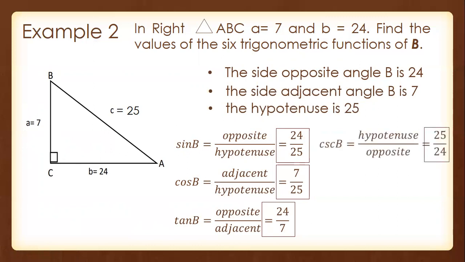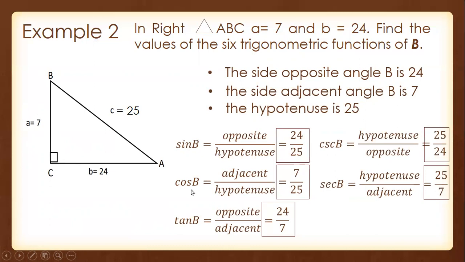So let's have cosecant B or the reciprocal of sine B. We have 24 over 25 for sine B and its reciprocal is 25 over 24. Next, we have the secant B. We have hypotenuse over adjacent, we have 25 over 7. This is the reciprocal of cosine B. Lastly, cotangent B, adjacent over opposite. We have 7 over 24 or simply the reciprocal of tangent B.